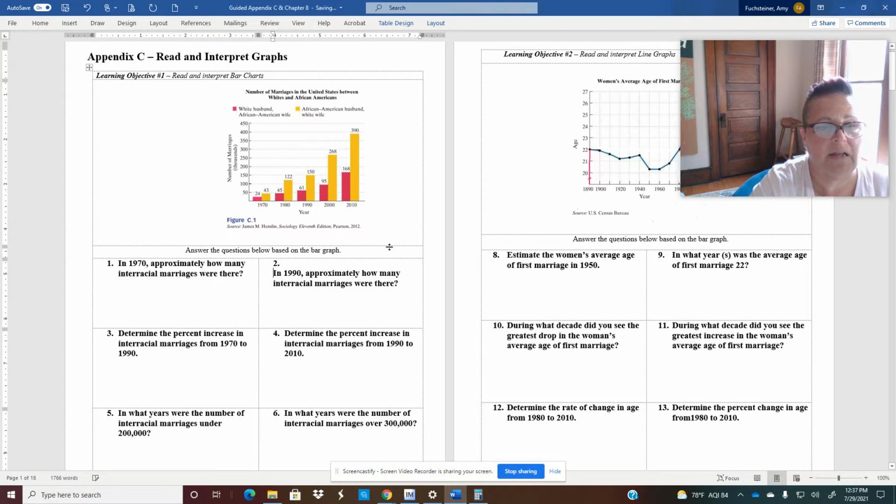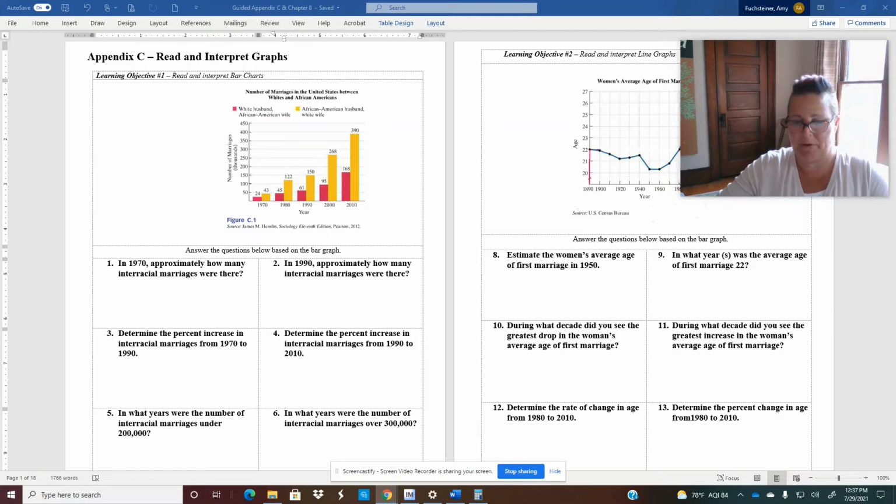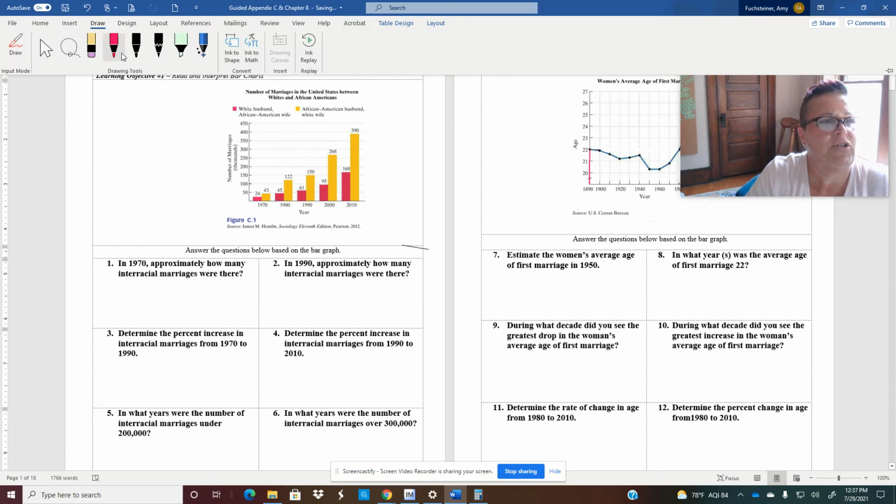I'm going to backspace that. Okay. So in 1970, approximately how many interracial marriages were there? So from this chart, I'm going to come over here. Where's my draw? Oh, I'm way over there. Come on over. Oh, this is flipped. Pardon me a moment while I get things straight. Okay. Yeah, there we go. So I'm going to use my draw. I'm going to pick a color. There we go. So we're going to take black.